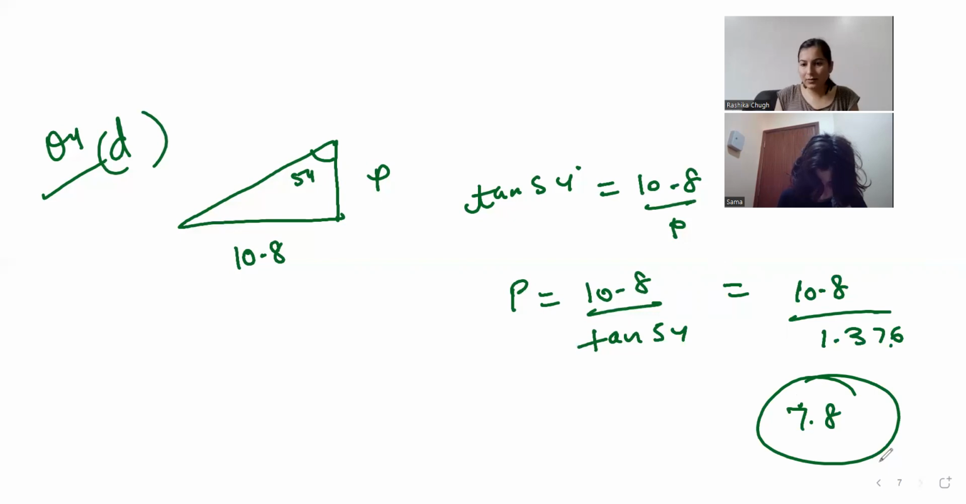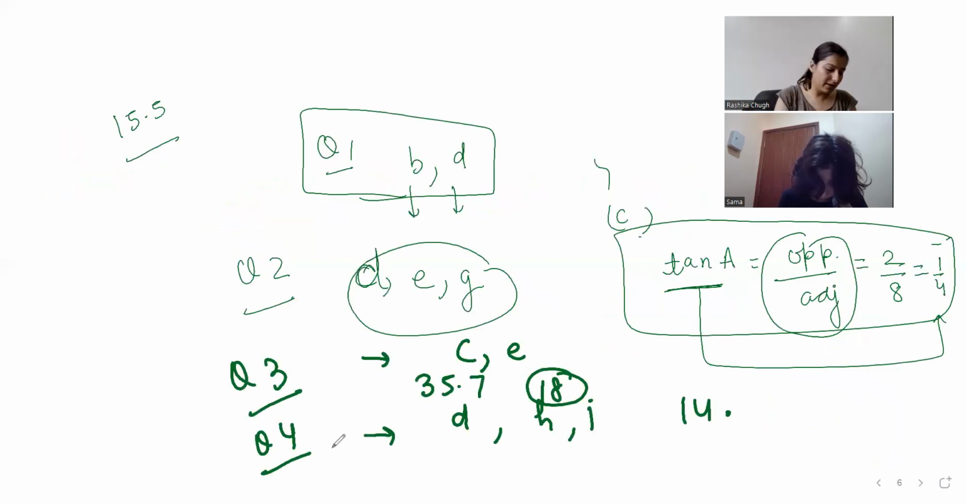Next one is question number 4, H and I. H one is? Okay, H, tan 22 would be 0.4. Find the value again quickly.